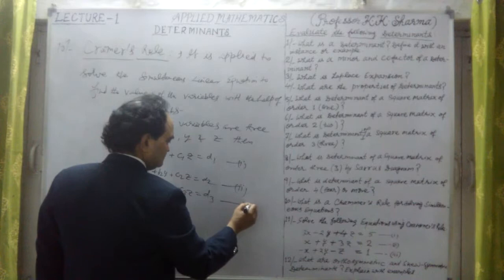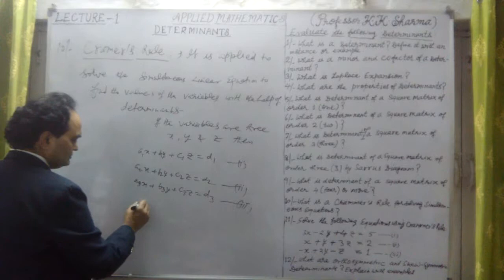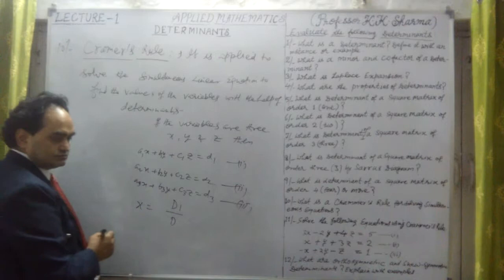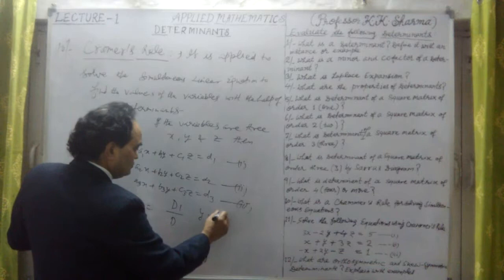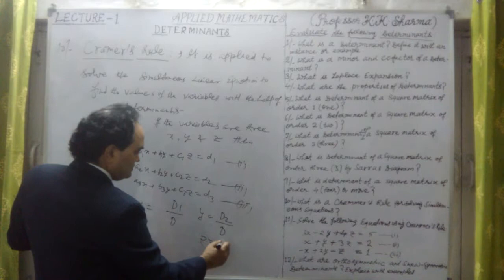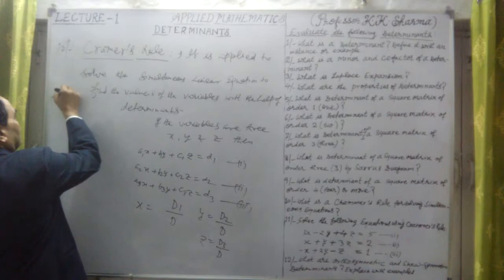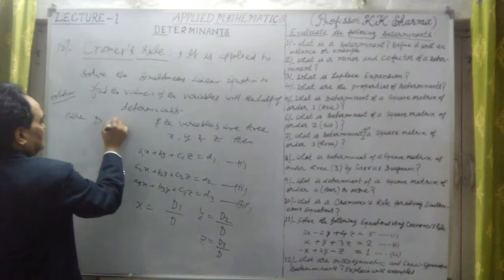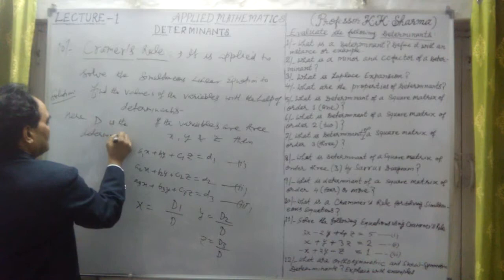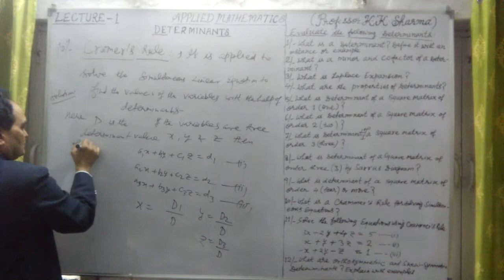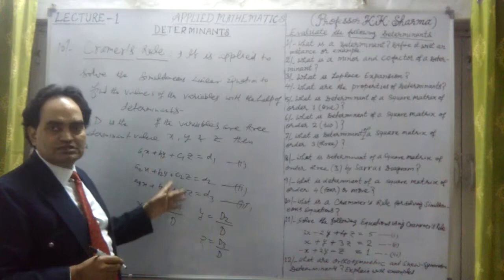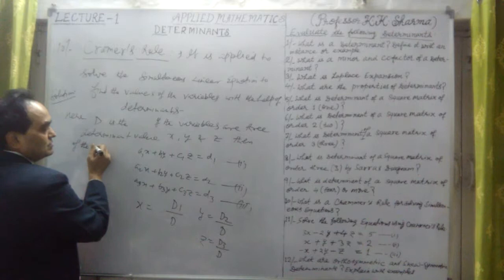Then what is the value of x, y, z? In this case, we calculate x equal to determinant D1 upon D, where D1, D2 are capital, and y is going to be D2 upon D, z equal to D3 upon D. Here, D is the determinant value of these coefficients, the determinant value of the matrix of coefficients of x, y, z.